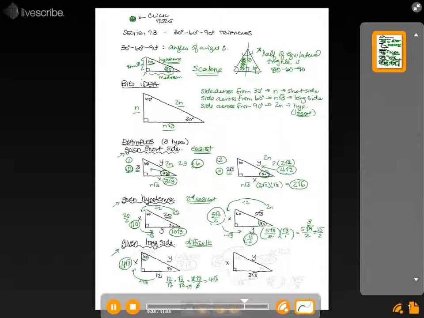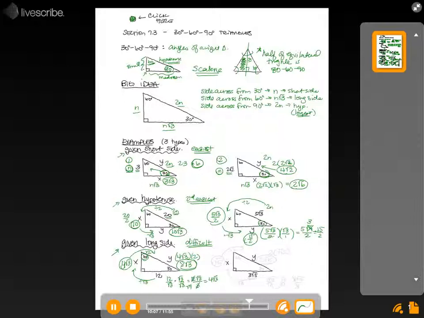There's our short side. Now to get from the short side to the hypotenuse, we multiply by 2. So now we have 4 root 3 times 2, which gives us 8 root 3. And there's our hypotenuse. Okay, this one again is more difficult because we have to take that long side, divide it by root 3 to get the short side, and then multiply by 2 to get the hypotenuse.